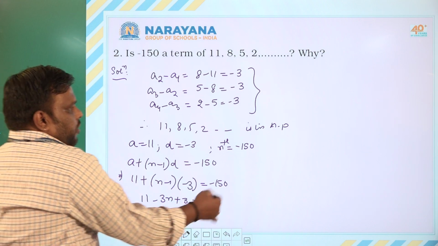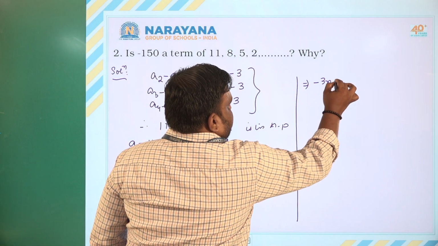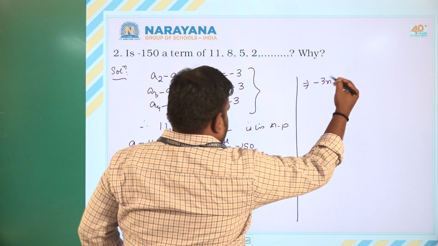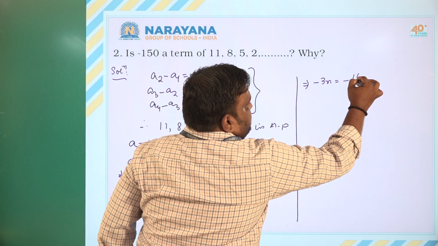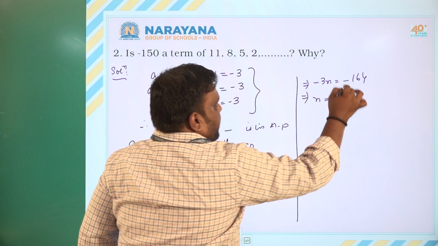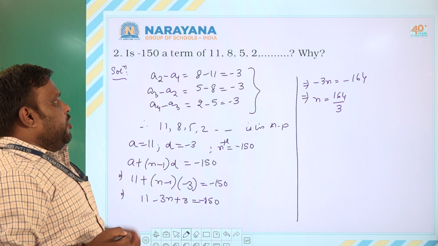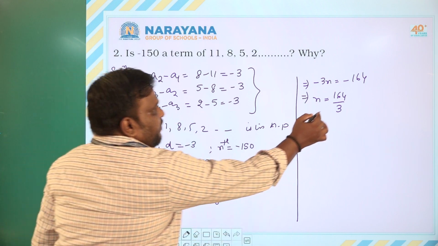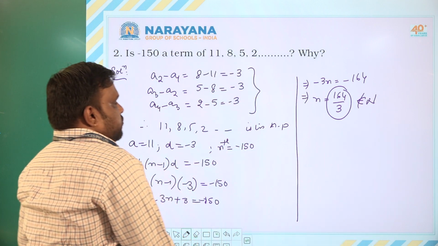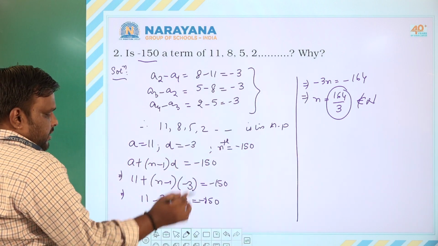So 11 plus 3 is 14, which goes to the other side. So what I am left with is minus 3n is equal to minus 150 minus 14, that is minus 164. So from here the n value will be 164 by 3. Now n is a count, that is a number, so it generally belongs to the natural numbers. But 164 by 3 is a fraction, which does not belong to the natural numbers. Therefore minus 150 is not a term of the given series.